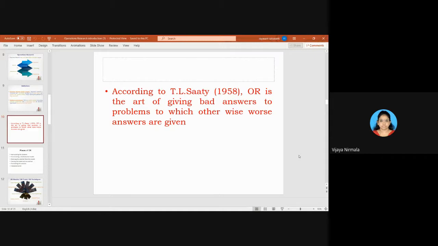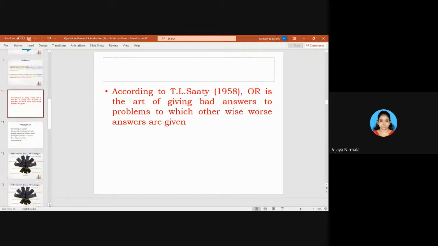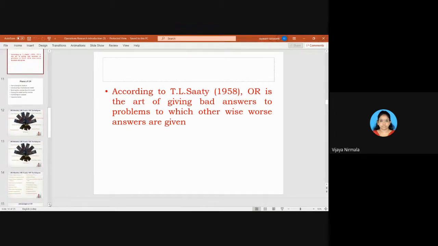This is the best definition I liked very much, that using operations research you can get bad answers better than the worst answers. So instead of taking the worst decision, you can take a bad decision, right? That is the meaning of operations research said by T.L. Saaty.